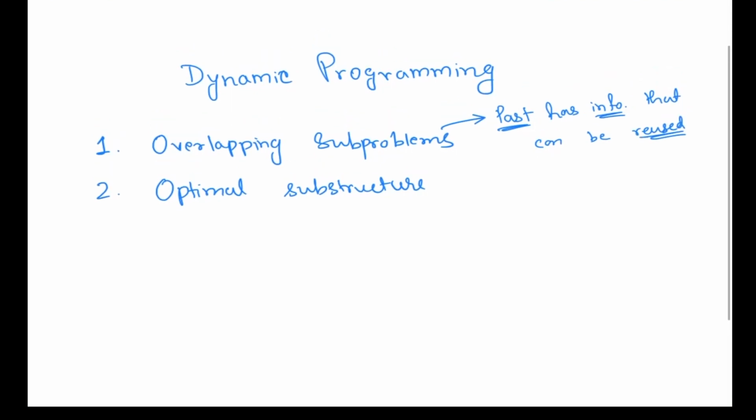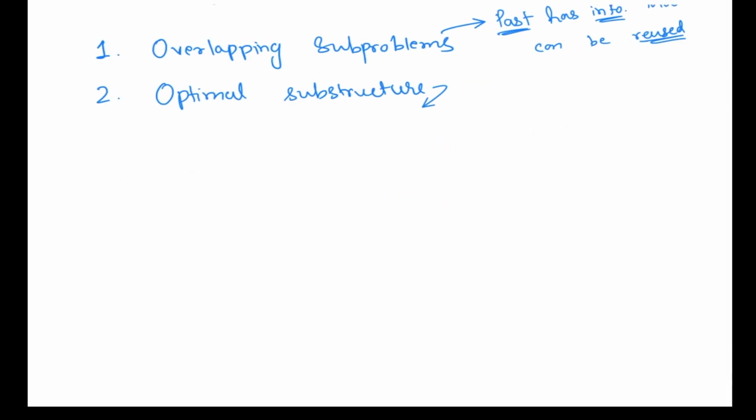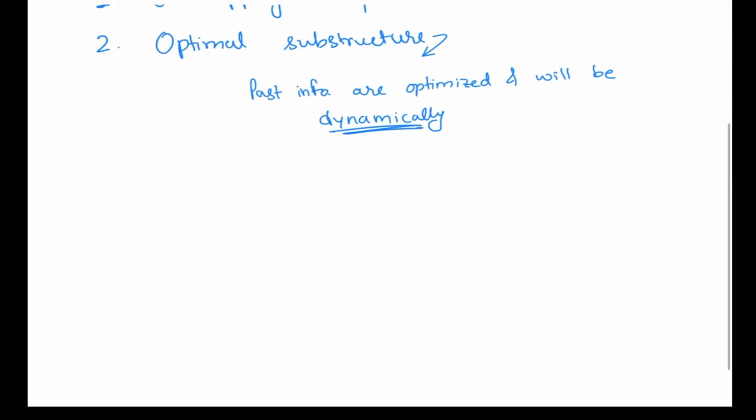What is optimal substructure? It's when past information is optimized, and done dynamically if needed, as we move ahead in time in the program.